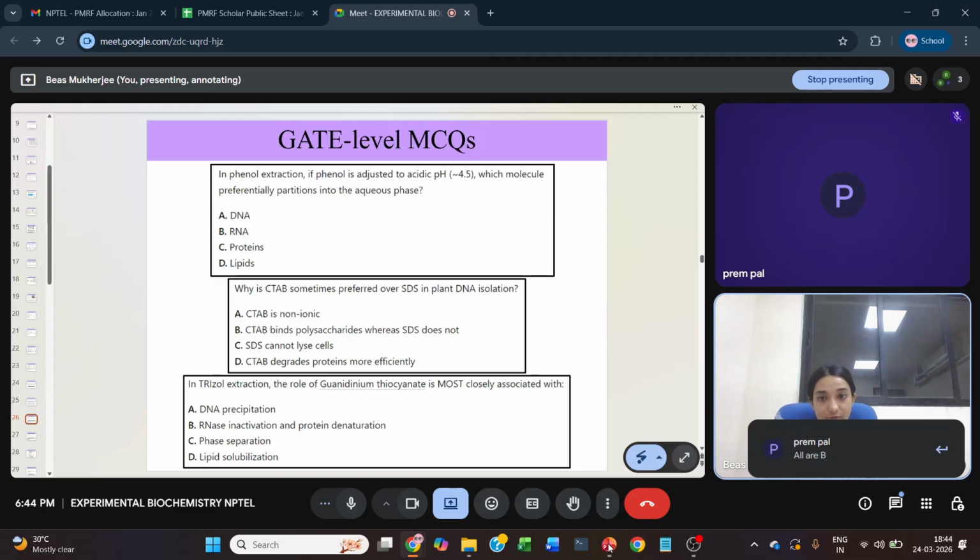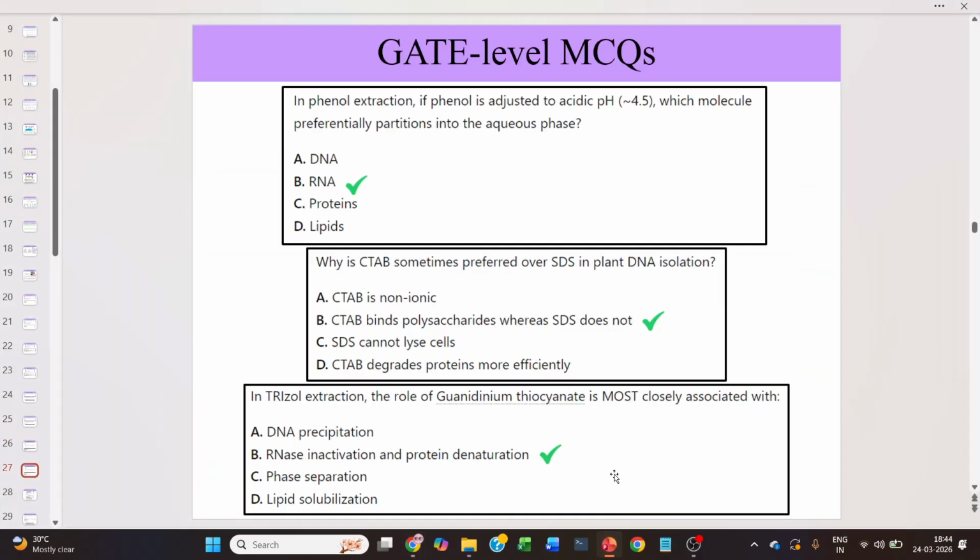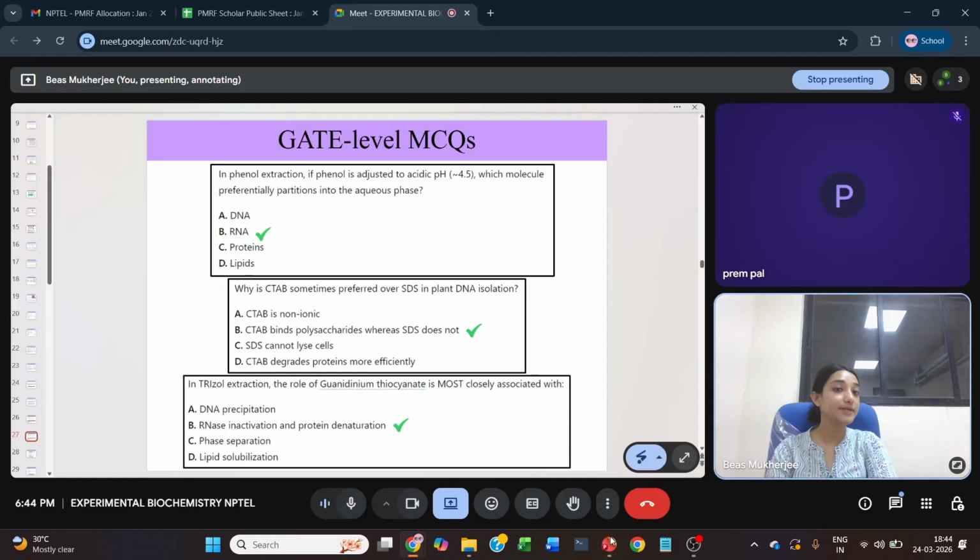All are B. Okay. Let's look at the right answer. Yes, very good. All are B. Okay. So when the pH is 4.5, remember RNA is more stable in lower pH. For DNA, the pH is relatively higher, right? So in phenol extraction, if the phenol is adjusted for acidic pH, the molecule that preferentially partitions into the aqueous phase is RNA.